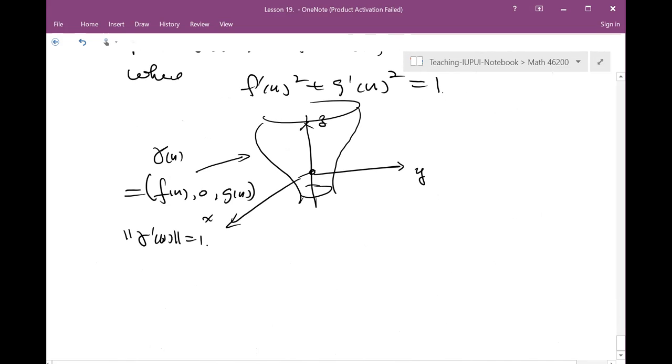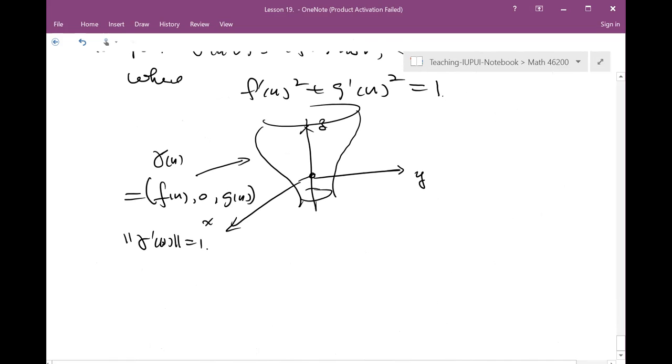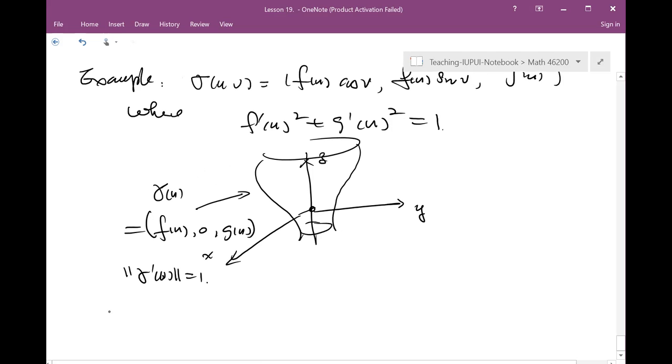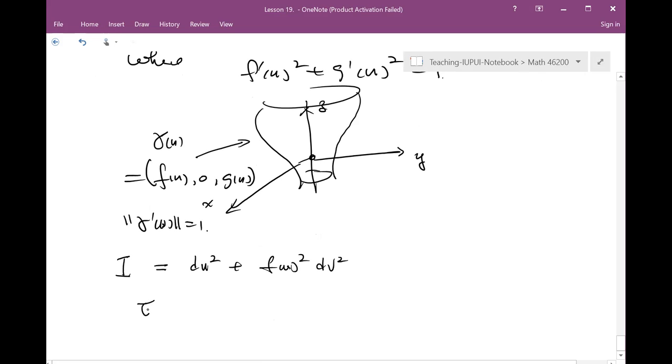All right, so let's calculate this. I find it's easy to check. For this surface patch, the first fundamental form can be written as du squared plus f_u squared dv squared. So E equals 1, F is 0, G is f_u squared. That's all we need.